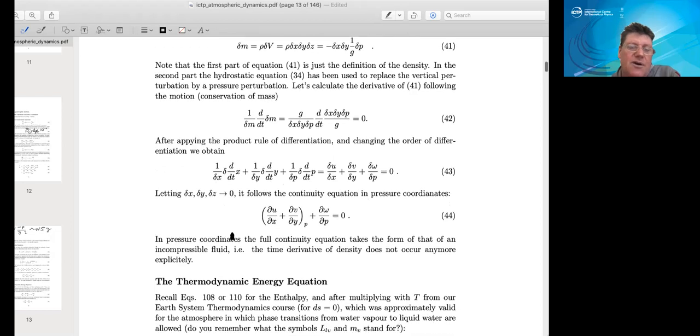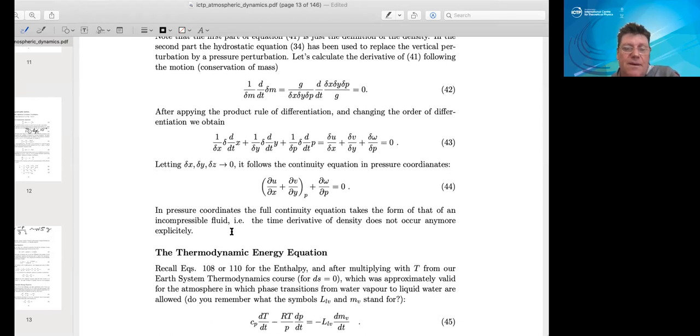So our continuity equation in the pressure coordinate system degenerates from a fully prognostic equation that we have, exactly speaking, in the three-dimensional z coordinate system, to a diagnostic equation. There's no time derivative anymore. This looks almost like our incompressible fluid, only that this is now exact for considering the hydrostatic equation exact.